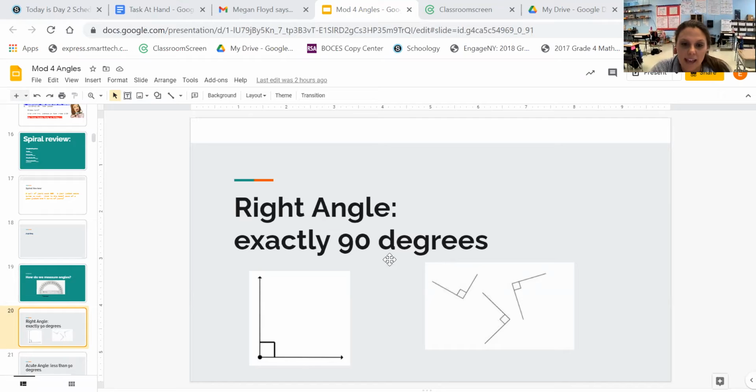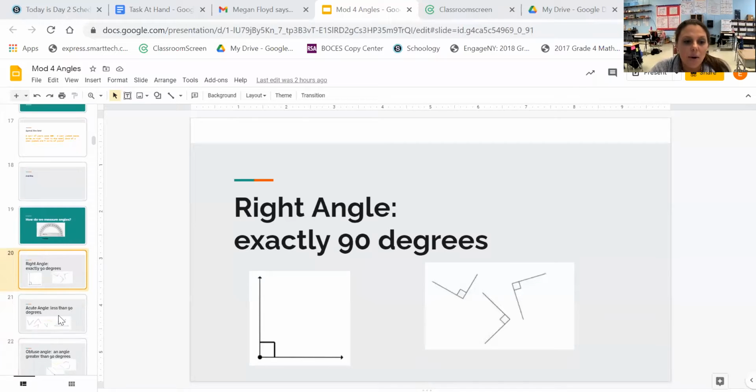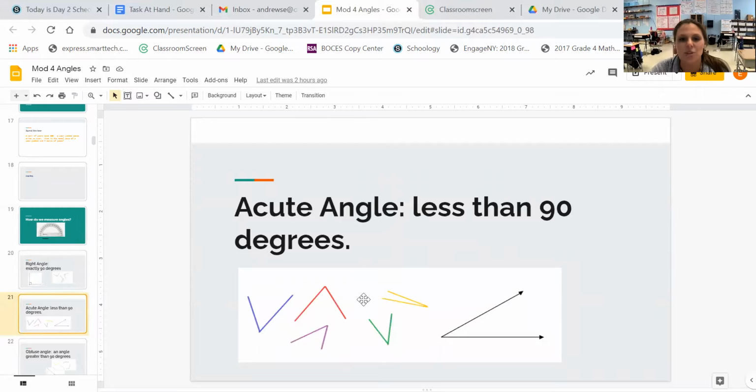Now that we have our right angle, exactly 90 degrees, let's go ahead with my favorite angle, which is acute. An acute angle is smaller or less than 90 degrees. So you'll notice these cute little angles. What I'd like you to do is pause your video, cut out acute, glue it on the outside, put the definition underneath, and then draw a few examples for me.